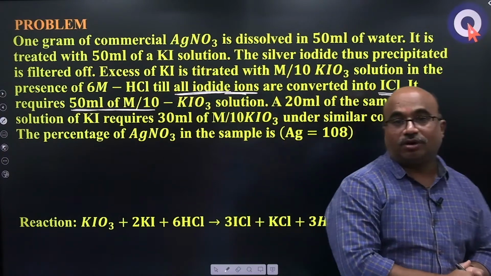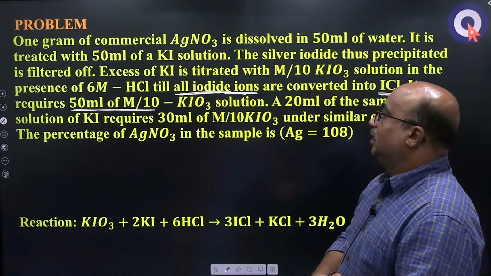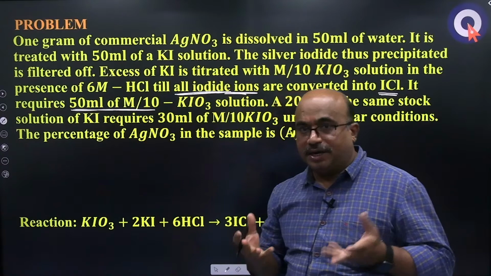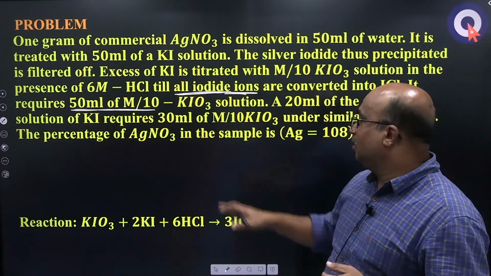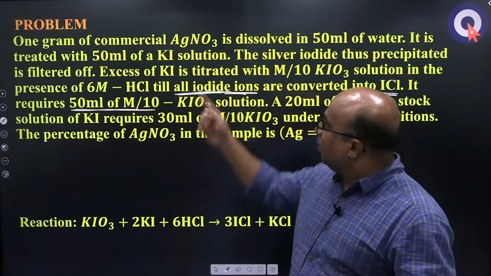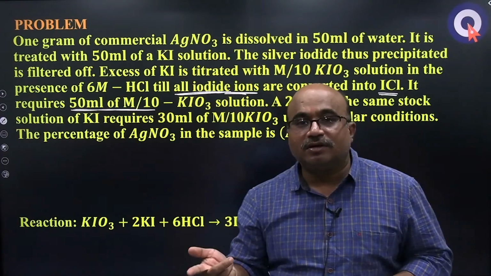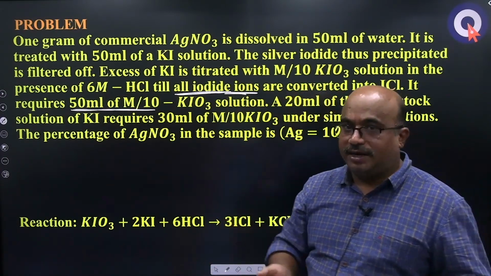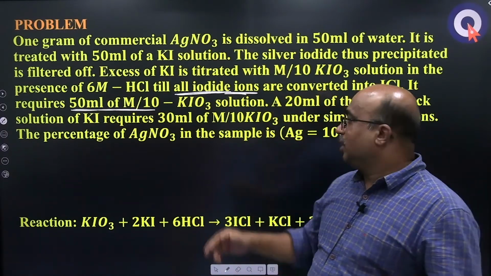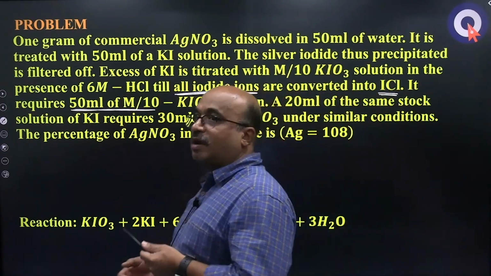So first, what we see: we have taken 1 gram of a sample, but we don't know whether it is completely silver nitrate. If it were pure silver nitrate, then we would say the percentage of silver nitrate in that sample is 100%. We have taken 1 gram. Suppose the total weight of silver nitrate is 1 gram, then it is completely silver nitrate. But it's a commercial sample, so it may not be completely silver nitrate. We don't know, because we are asked to find the percentage of silver nitrate in that sample.